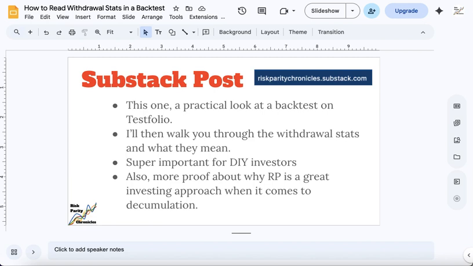So I'm going to use a backtest from Testfolio. I'll walk you through the withdrawal stats and what they mean. This is a super important skill for DIY investors to be able to know how different portfolio choices change your ability to withdraw from that portfolio. It's also further proof about why, at least for me, risk parity is a great investing approach.